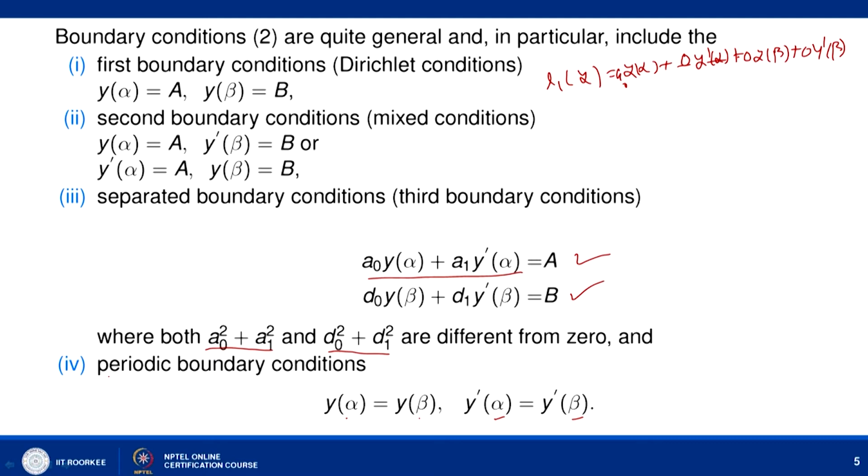So, the value given at the initial point is the same as the value given at the final point. It means that y alpha equal to y beta and y dash alpha equal to y dash beta. So, these are some important boundary conditions which we need to discuss very often.